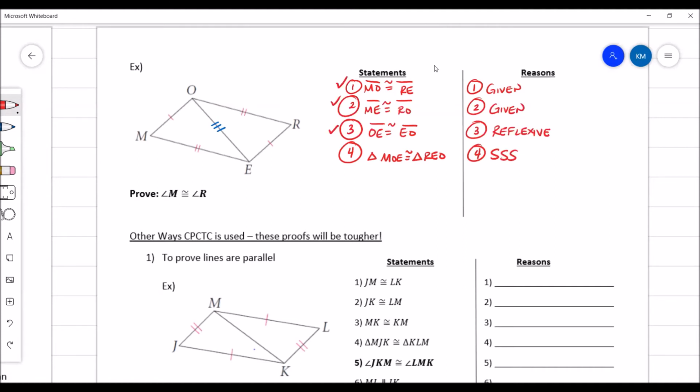Okay, and now that I've proven that these 2 triangles are congruent, I can say that angle M is congruent to angle R. And then I should be able to see in my congruent statement that they are in the corresponding places, and they are. And that is because corresponding parts of congruent triangles are congruent. CPCTC.